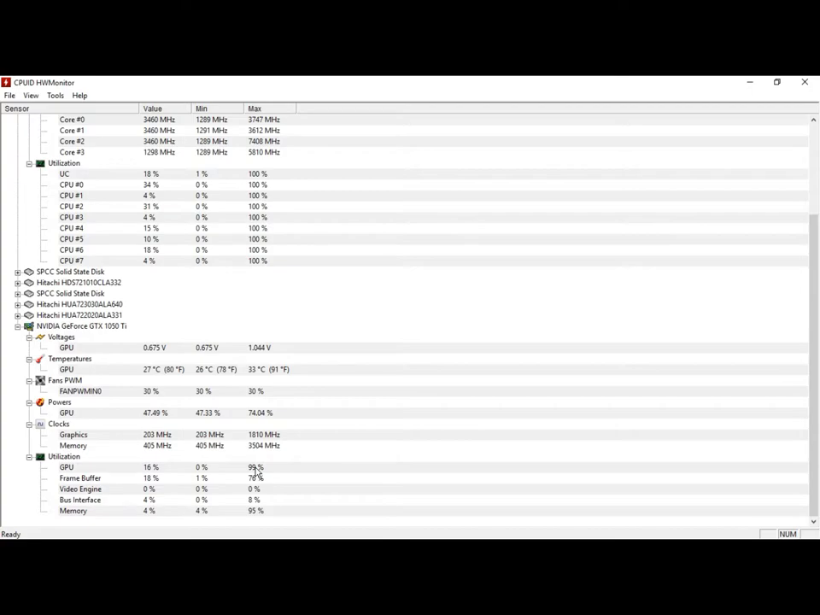GPU maxed out at 99%, but as you can see here, it was running at 1.8 gigahertz, 1800 megahertz, for whoever wants to mess around with whatever. Anyways, the memory was running at 3500 megahertz. As you can see down here, I maxed out my memory pretty much.